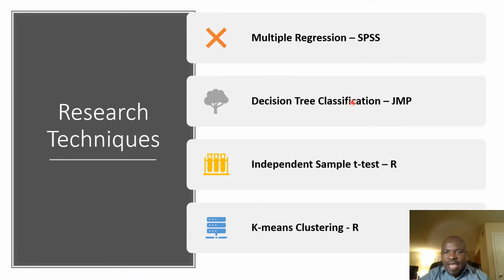I tested and answered these questions using four techniques. The first method was a multiple regression in SPSS. The second was decision tree classification in JMP. The third was independent sample t-test in R. And lastly, k-means clustering in R.